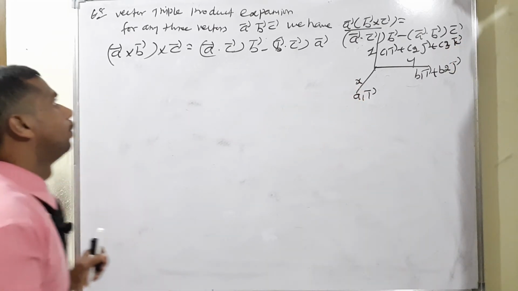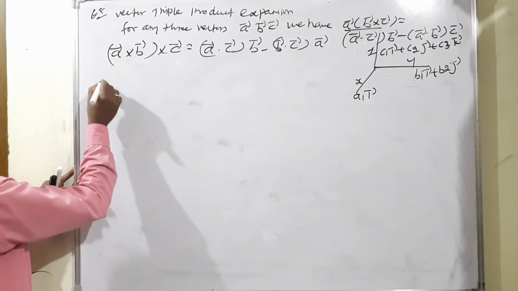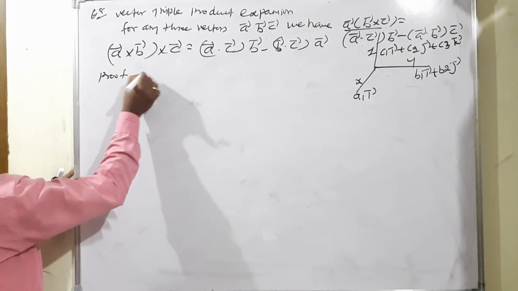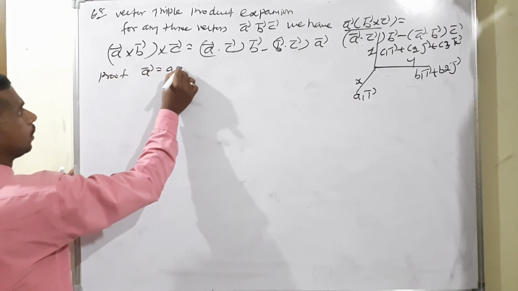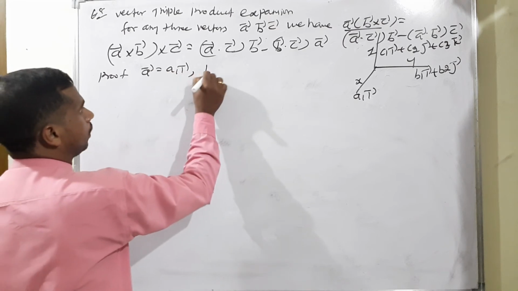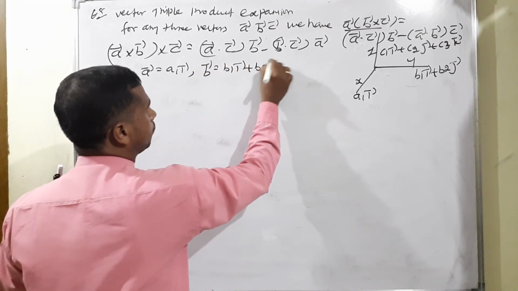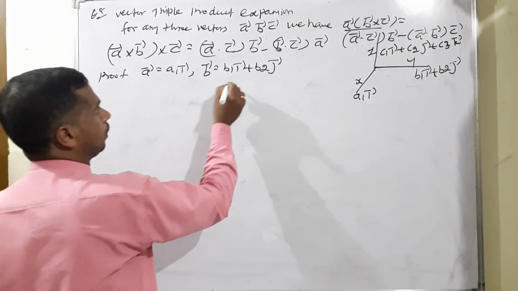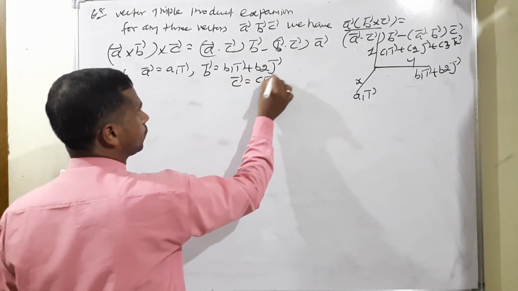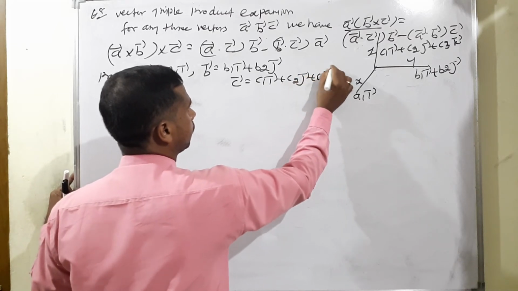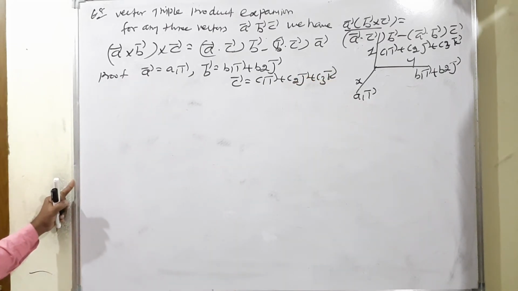Okay, I'm moving to the proof. So A vector is considered equal to A1 I vector. Then B vector is equal to B1 I vector plus B2 j vector. Then C vector is equal to C1 I vector plus C2 j vector plus C3 k vector.